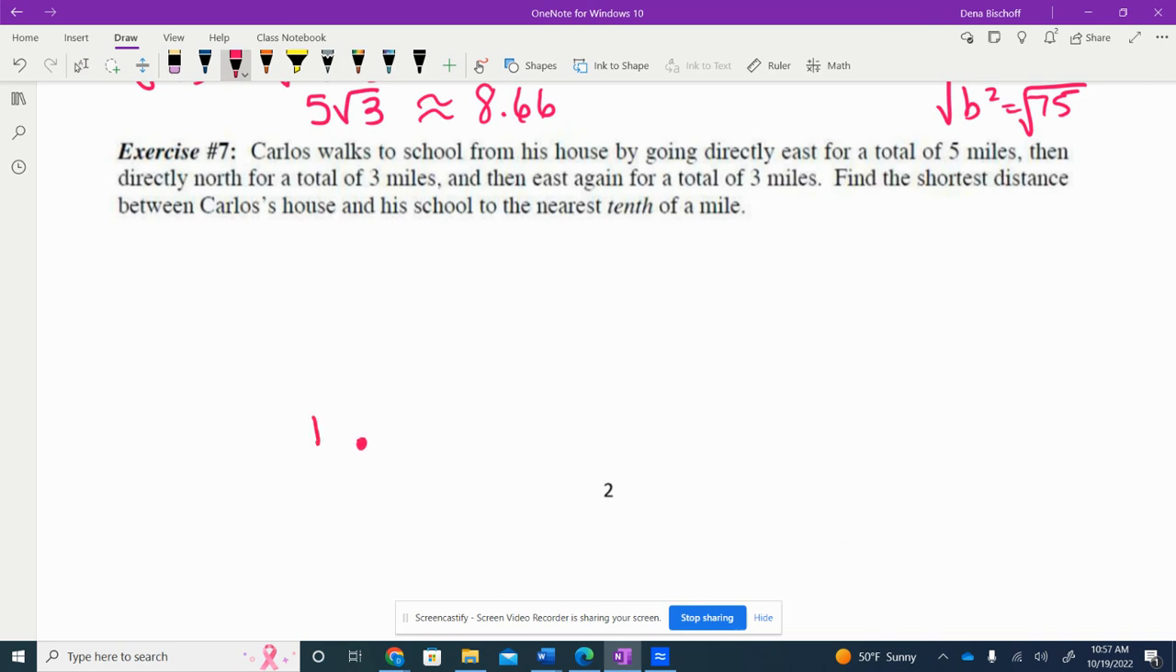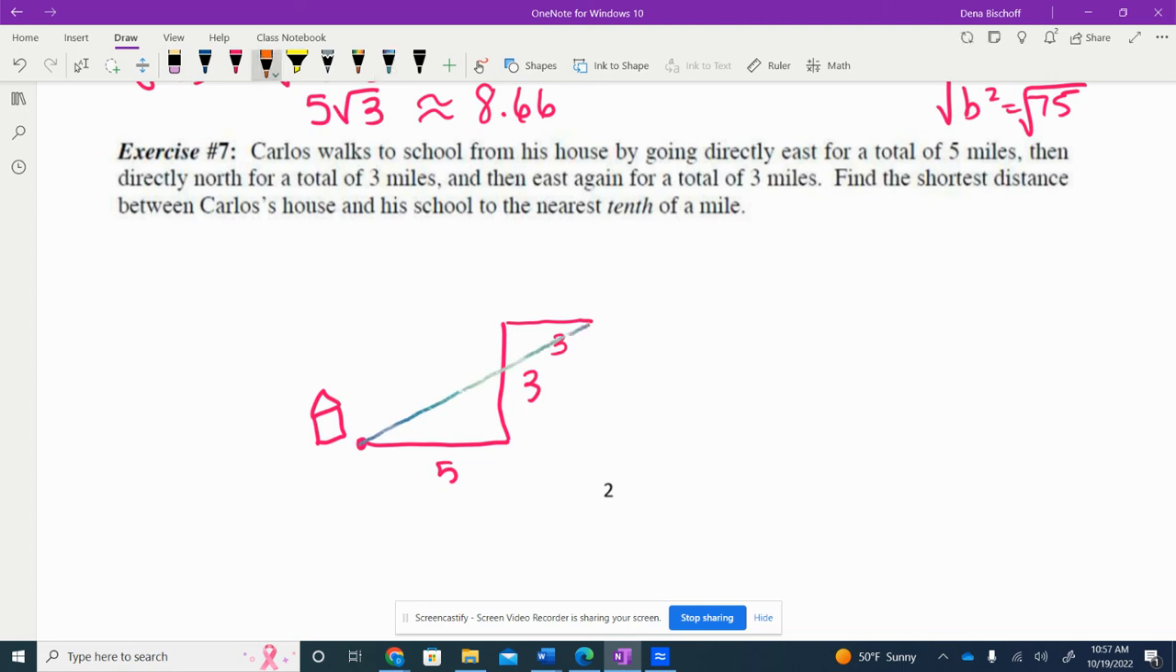Okay. Carlos walks to school from his house by going directly east. So if this is my house, right, I'm going to go directly east for a total of 5 miles. And then I'm going to go directly north for a total of 3 miles. And then again, east for a total of 3 miles. So I need to find the shortest distance between Carlos' house and his school.